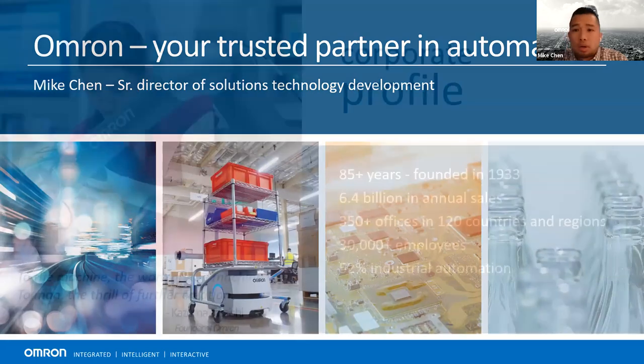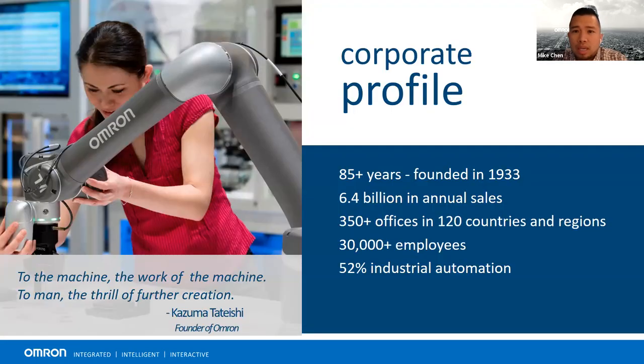For those of you that have never heard of Omron, we are more than just relays and temperature controllers. We were founded over 85 years ago under the core principle to improve lives and contribute to a better society. So more specifically, since we're all technology people here talking about technology, our founder really believed that machines are made to work and people are really driven by that thrill of creation. And so our goal at the company is to contribute to a better future where there's harmony between human and machines. We're currently $6.4 billion really dedicated to technologies that address human needs and societal challenges.